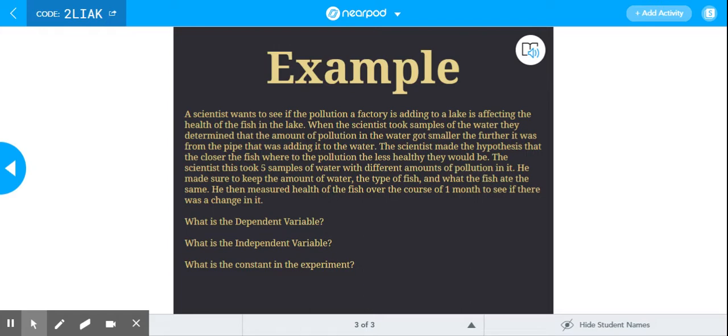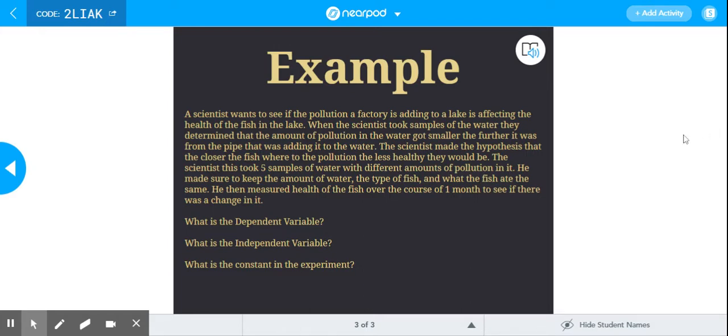He made sure to keep the amount of water, the type of fish, and what the fish ate the same. He then measured the health of the fish over the course of a month to see if there was a change in it. So our questions are, what's the dependent variable, what's the independent variable, and what's the constant? So let's figure out the dependent variable first. It's the outcome that we're trying to measure in this experiment.